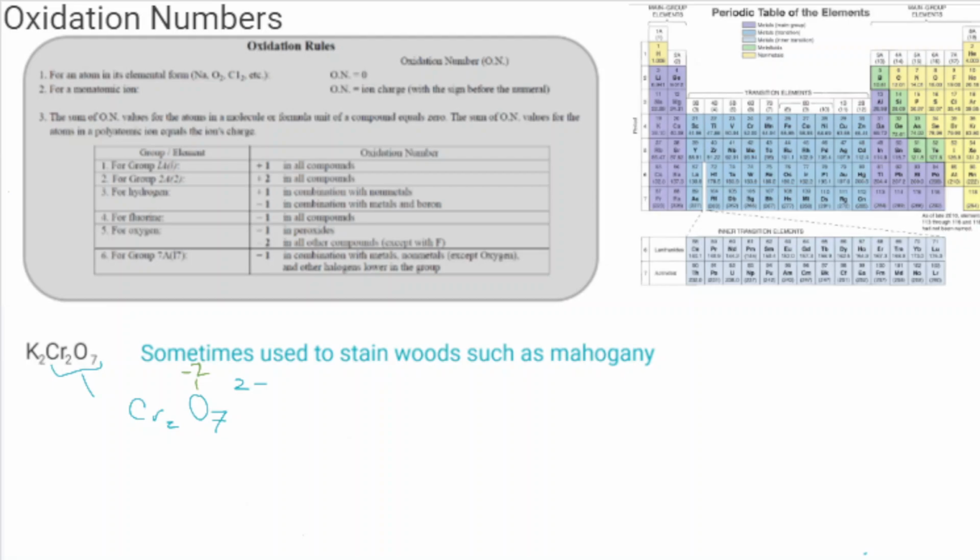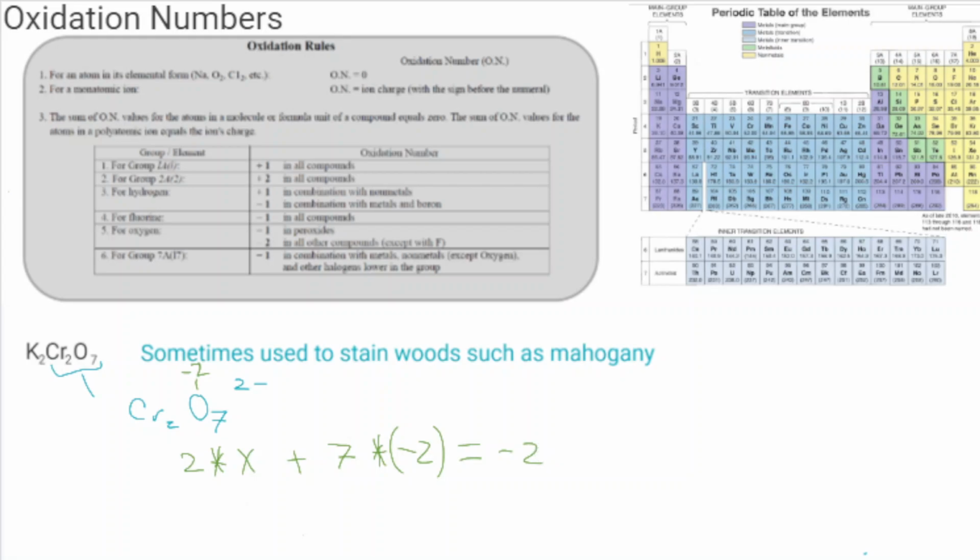And so we're going to say we have 2 chromiums. We don't know what the oxidation number is, so we're going to set that to x. So 2 times x, our oxidation number for chromium. We're going to add that to our 7 oxygens with the oxidation number of -2. So 7 oxygens, the oxidation number of -2, is going to be equal to our charge. Our charge in this case for the polyatomic ion is 2 minus, or -2.